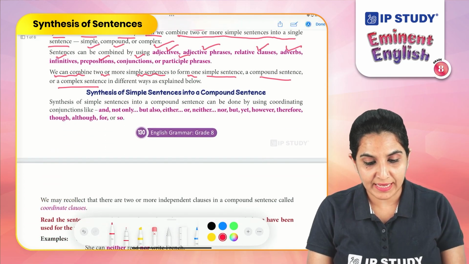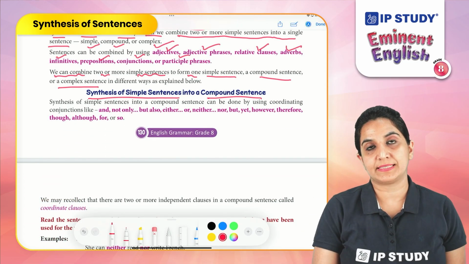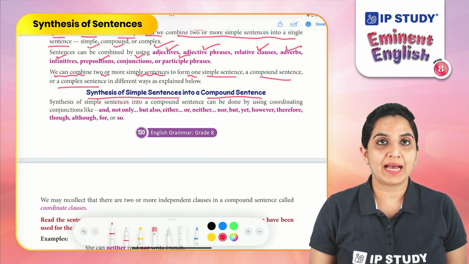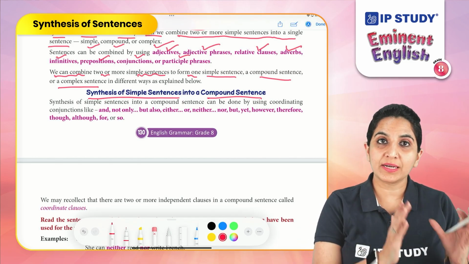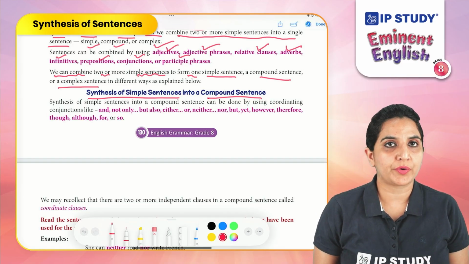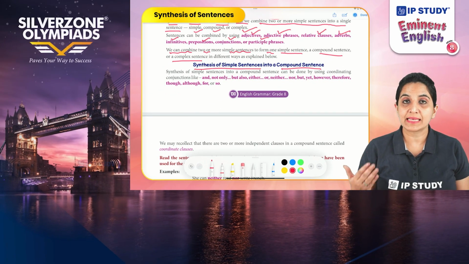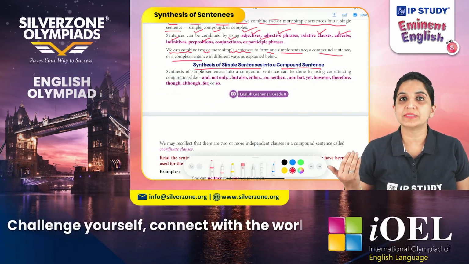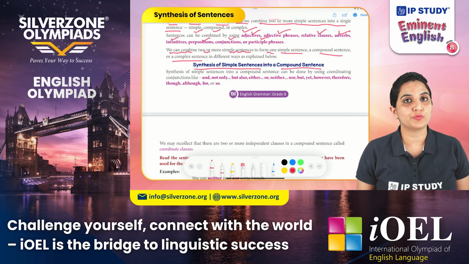Let us understand synthesis of simple sentences into a compound sentence. That means when we have two independent clauses. And what does that mean? When one clause and the other clause have meaning on their own, and we combine both of them into a single sentence, that is called a compound sentence, when two independent clauses are combined together to form a single sentence.